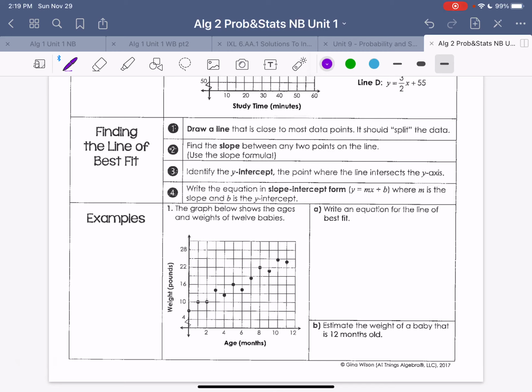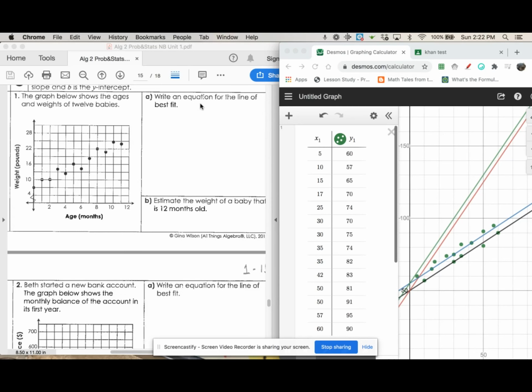In these next questions, they didn't give us 4 lines. We have to make our own line. So we're going to use Desmos to do that as well. So you can ignore these 4 steps for a second, and let's just focus on the next graph in our notes. So now I'm on number 1.